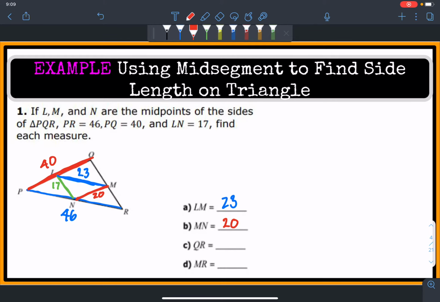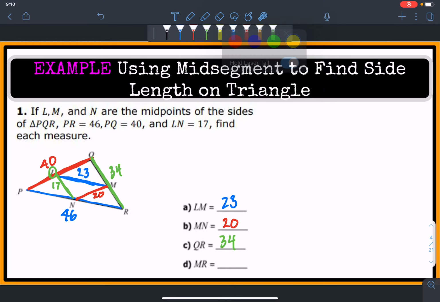And then finally, from Q to R. The distance from Q to R is twice the distance from L to N. Since L to N is 17, multiplying that by 2 gives me 34. So the measurement here is going to be 34. And they also ask us to figure out the distance from M to R. M to R is that distance right here.